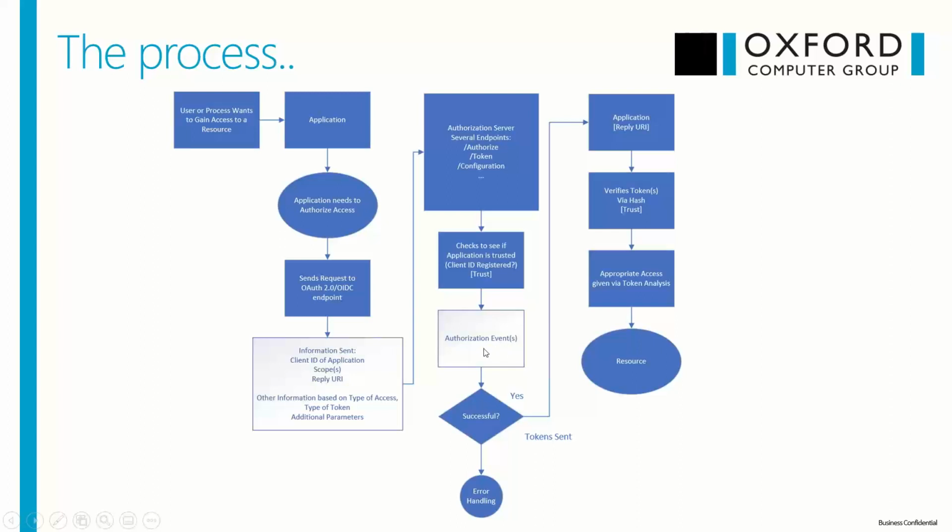It can be a login. Like I said, it can be anything you want it to be, anything that the authorization server is configured to do. And once that's successful, then it will send the tokens back to the application, or actually to the reply URI, which is usually the application. And it's up to that receiving end to verify that the tokens came from the authorization server. You do that via hash. And then these two are where the trust comes in. And then the application can give you appropriate access based on your token.